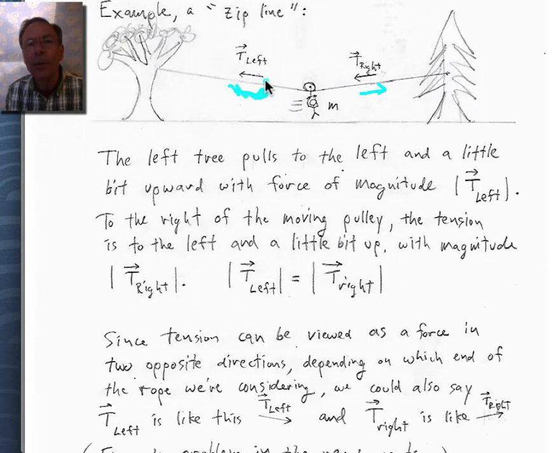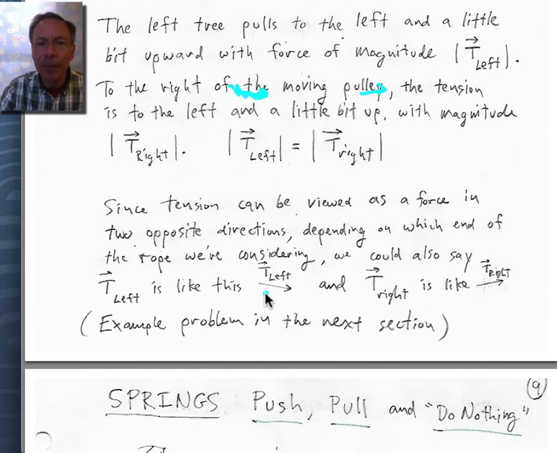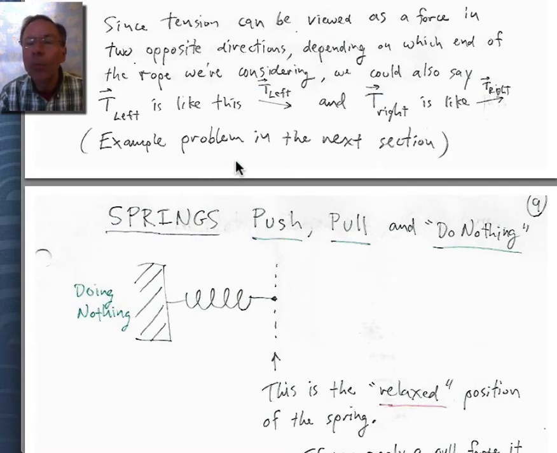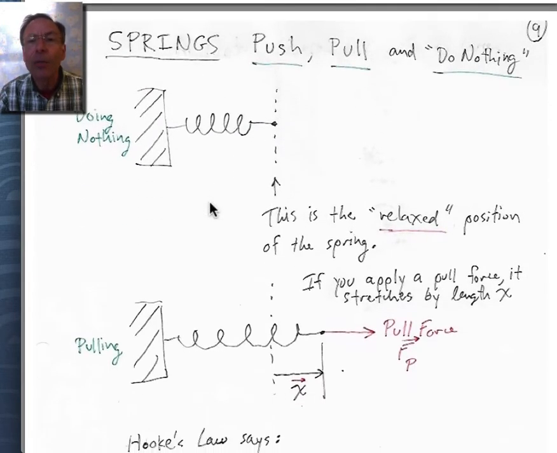We're going to want to do it where the tension looks like it's pointing up and to the left here and up and to the right on the right-hand side. Okay. So that's sort of getting ahead of us at this point. Yeah, the example problem is in the next section. Okay, so there's going to be a lot more to say about strings and pulleys, but let's move on. Let's now talk about springs.